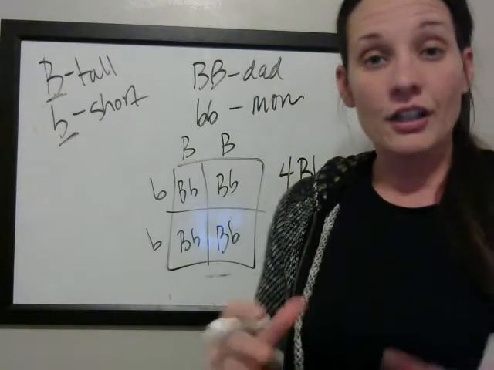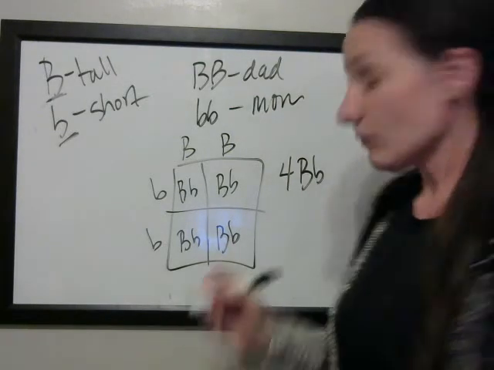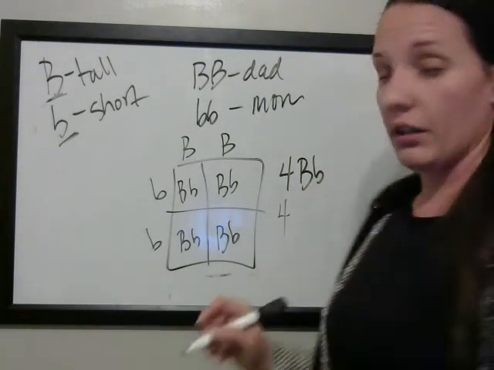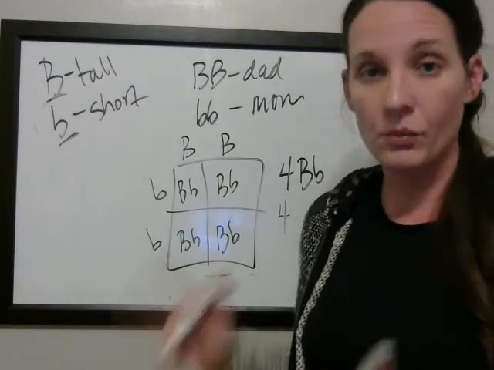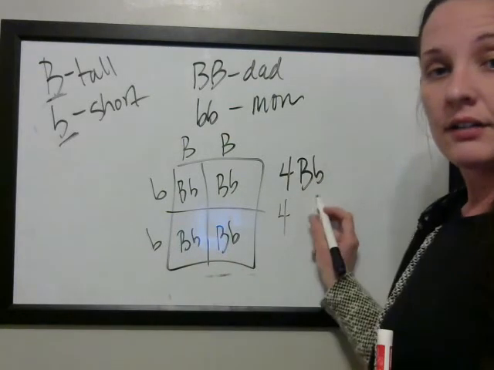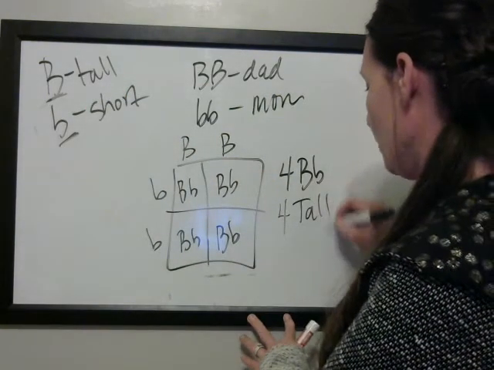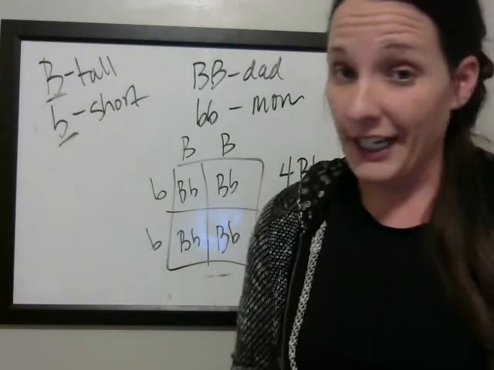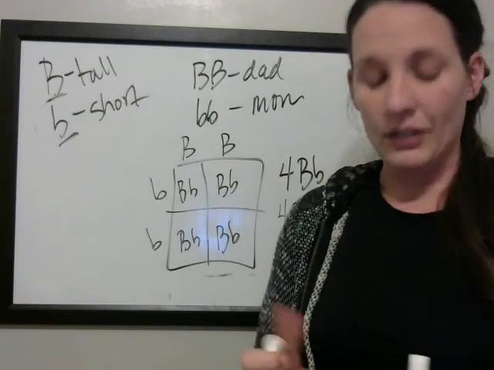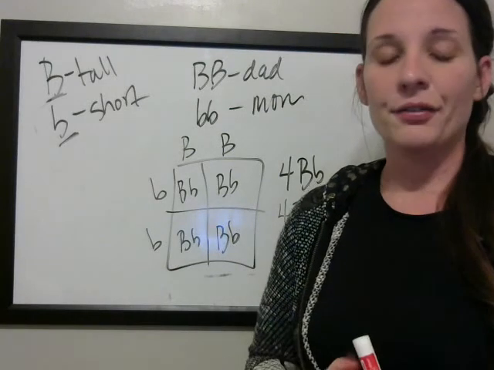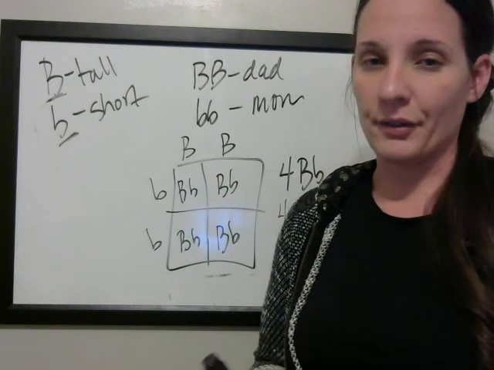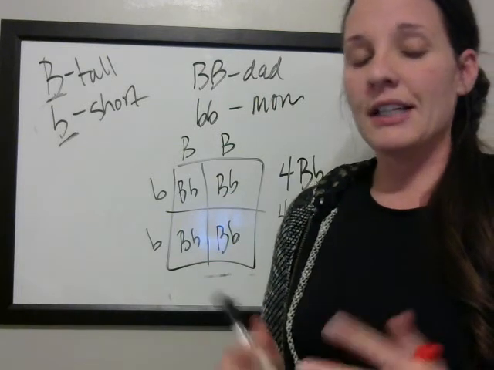What does that look like phenotypically? That means 4 of my children are which height? Are they tall or are they short? Well, they have that big letter there, so that means that's dominant. So in this case, they're going to be all tall children. So all the kids are going to take after dad. They're all going to be tall by the sake of genetics, carrying after dad. So this is how a Punnett square works.